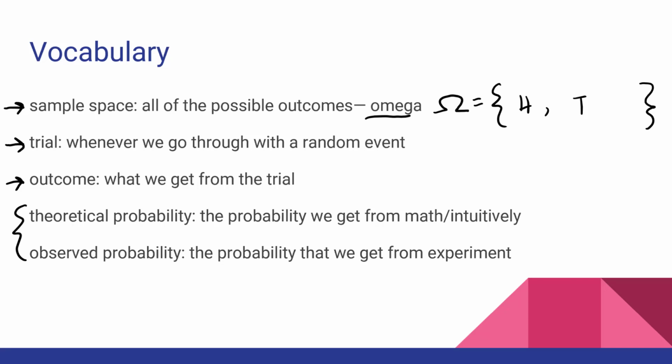Then we have our observed probability. So this is the probability that we get from actually carrying out an experiment or a set of trials. So if we flipped our coin 3 times and we got heads on 2 of them, then our observed probability is now 2 over 3, which is equal to 66.667%. So what you have to note here is that theoretical probability does not usually equal your observed probability unless you got really lucky or something.